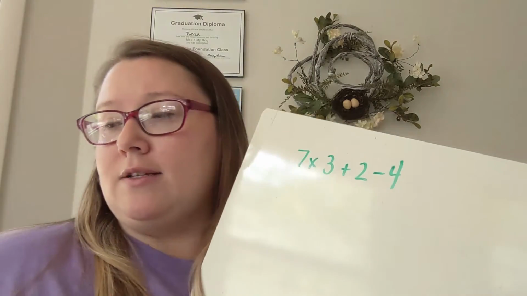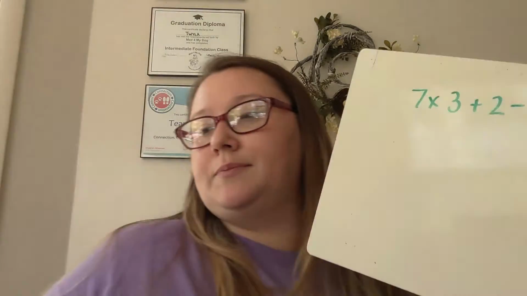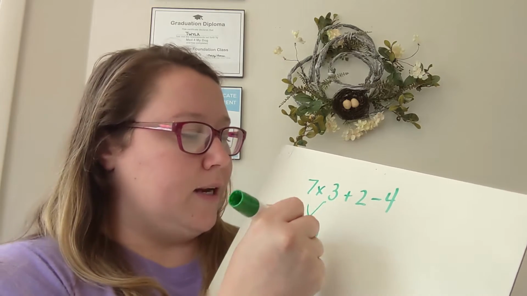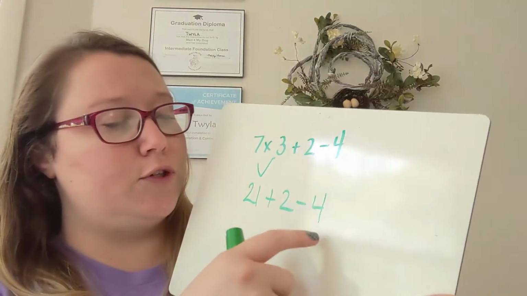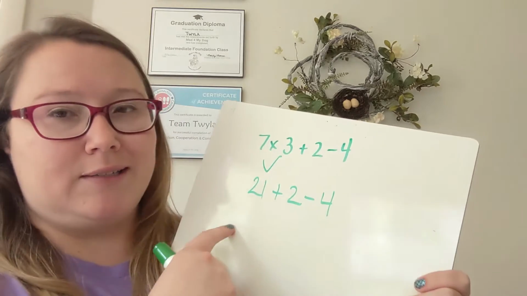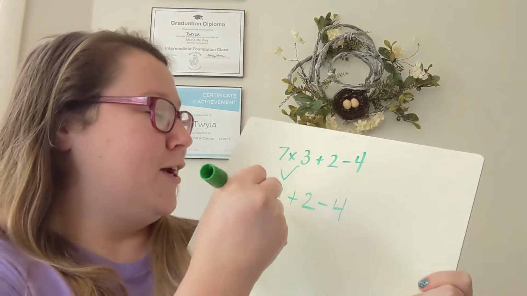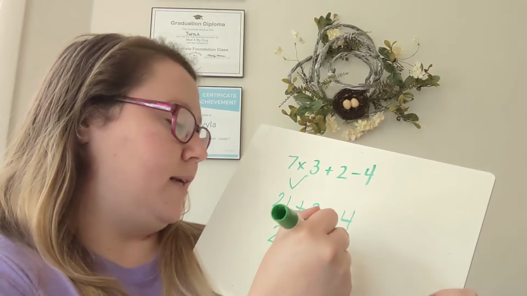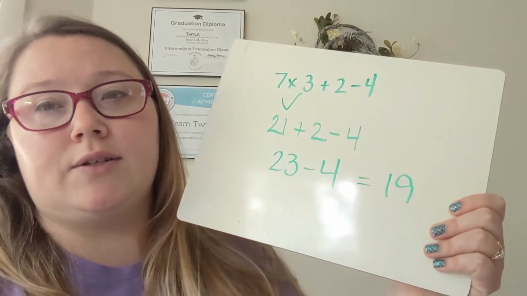So using my PEMDAS strategy here, I need to make sure that I do my multiplication part of this first. So I've got 3 times 7, which is 21, and then I can just bring down all the rest. Now, again, it doesn't matter whether I'm doing addition before subtraction or subtraction before addition. So I'm just going to go ahead and do my addition first because I like to go left to right because that's how we read here in America. So 21 plus 2 would be 23. Minus a 4 is going to be 19. So the final answer is 19.